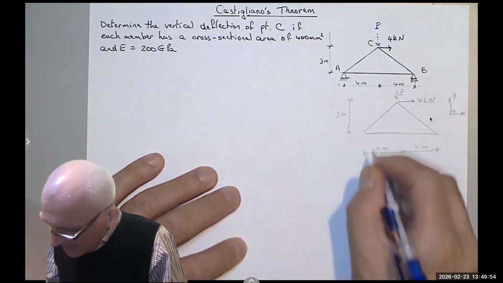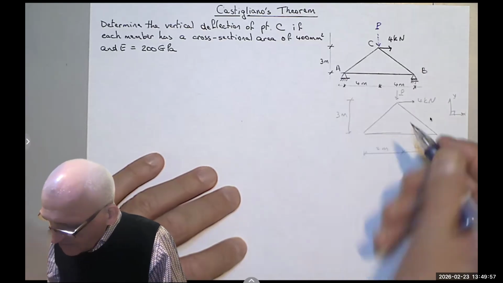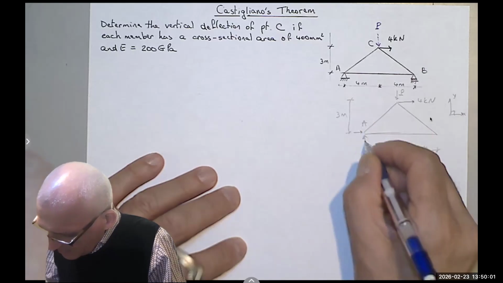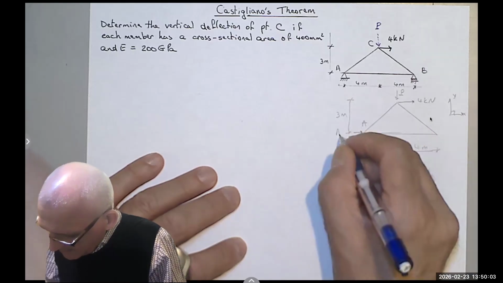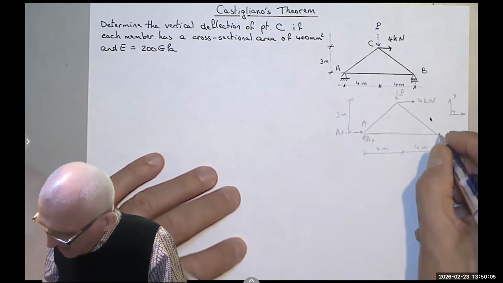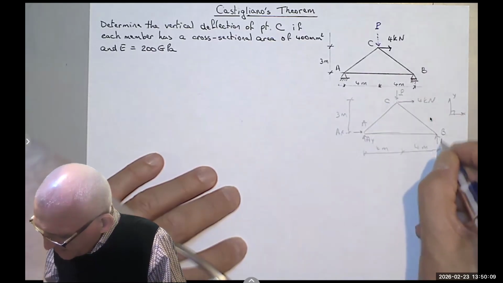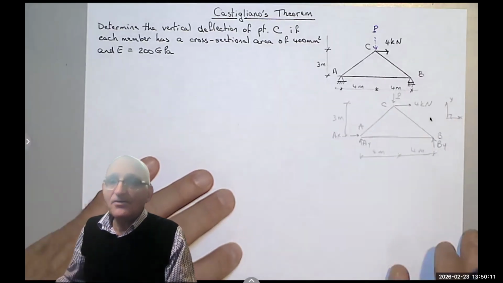This was a pin, so I have horizontal and vertical forces. At point A, I'm going to call them A sub Y and A sub X. And B is only a roller, so I have B sub Y.